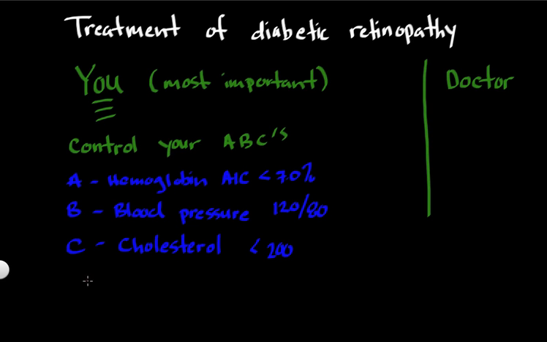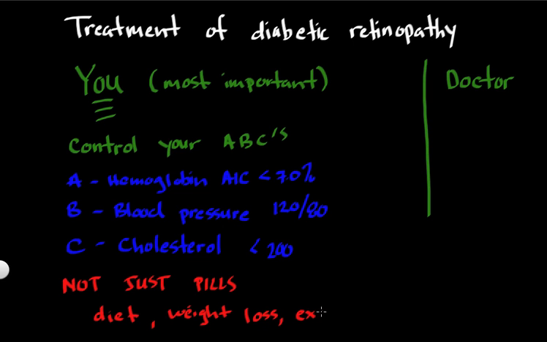Well, let me just say, it's not just taking pills. Controlling your blood sugar, your blood pressure, and cholesterol is not just about taking pills. The most important things you can do are eat a healthy diet, weight loss, and exercise. These are things that you can do. Eat healthy, lose weight, and exercise.